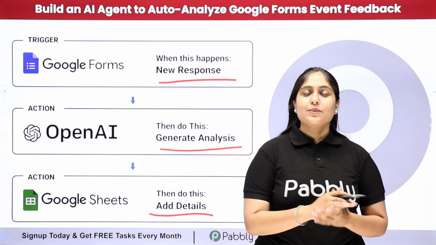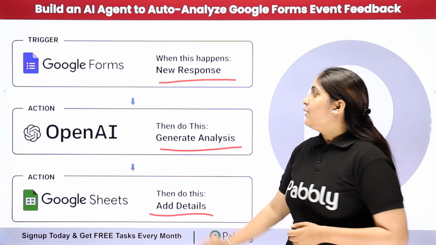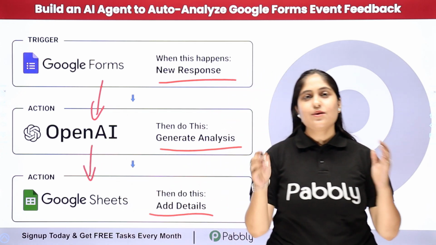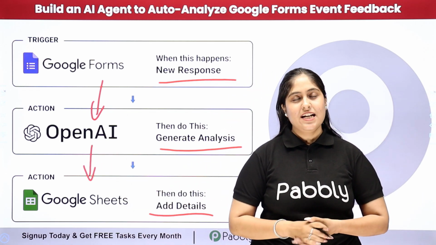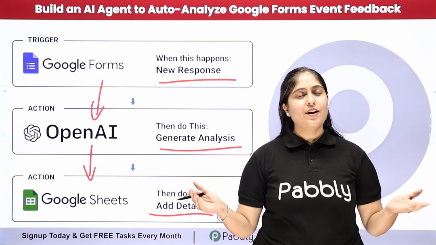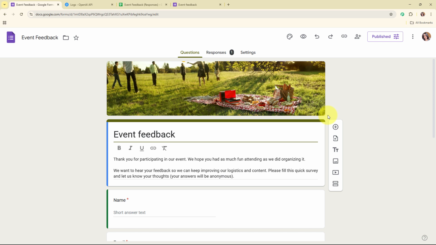To automate the entire process, I need to connect my Google Forms with OpenAI and Google Sheets using an automation software named Pabbly Connect. So to see the working of this automation and to learn this process step by step, let me take you to my screen. Welcome to my screen.